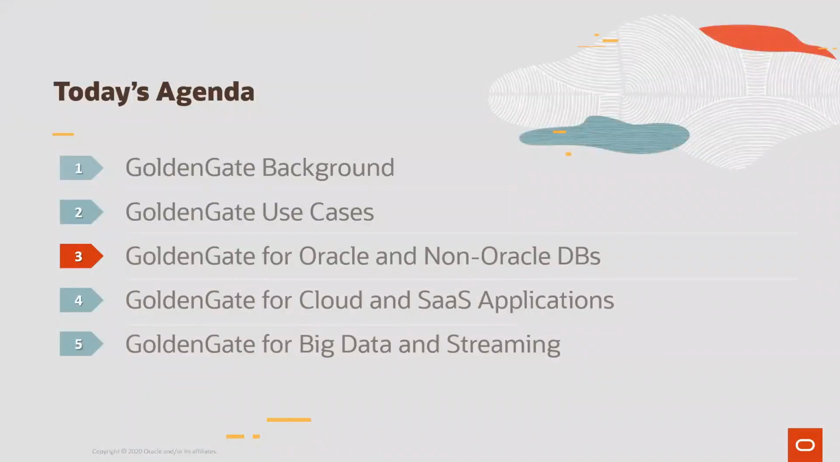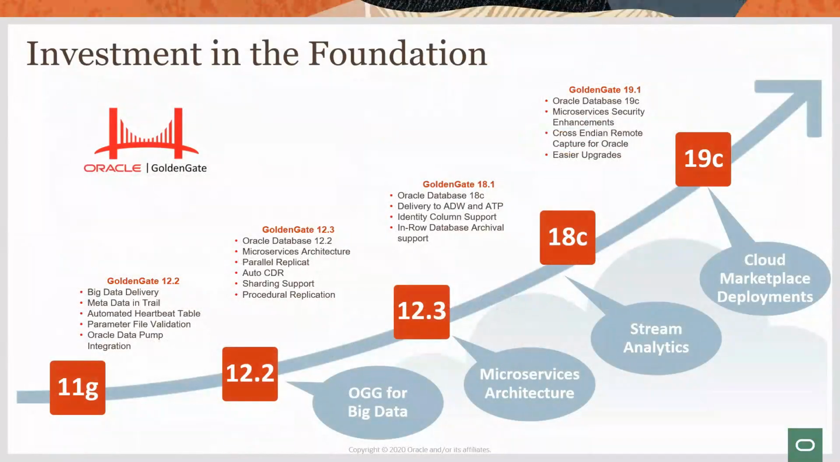So let's take a look, a little bit of a drill down here into what we've got on GoldenGate for Oracle and non-Oracle databases. When we look at the core of the GoldenGate technology, we're generally on a release cycle now of about one major release per year. And over the years, we've had a number of significant improvements in the GoldenGate core. The product today here in 2020 is quite a different software architecture than what we saw, even 5 to 10 years ago.